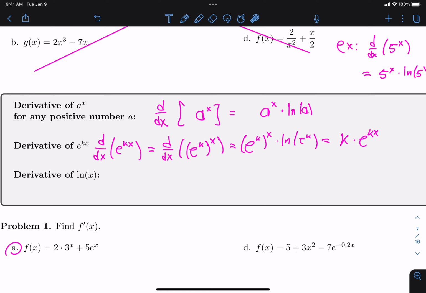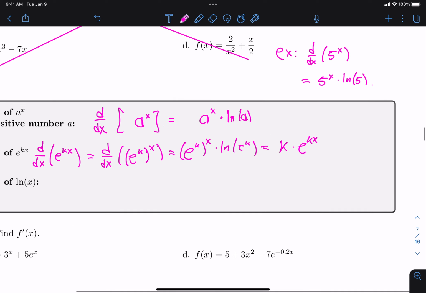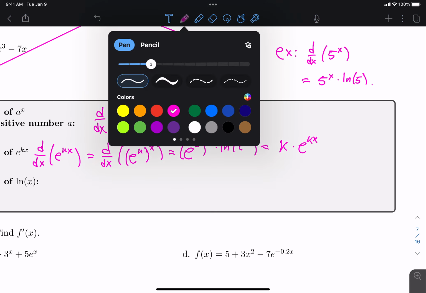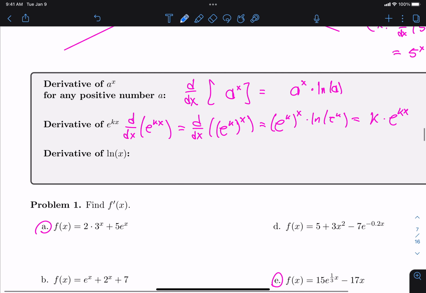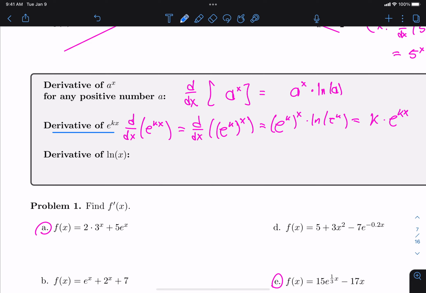All right, so a special case of that is the easiest derivative ever to do: the derivative of e to the x. Well, this is e to the kx where k is 1. So I do 1 times e to the 1x, which is just e to the x. So the derivative of e to the x is e to the x.